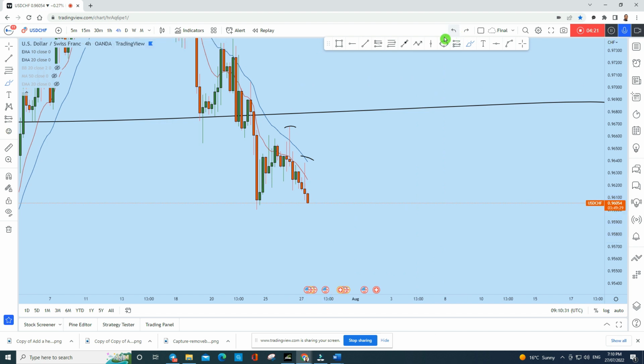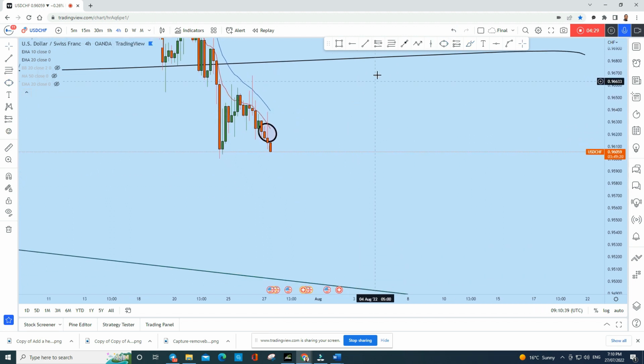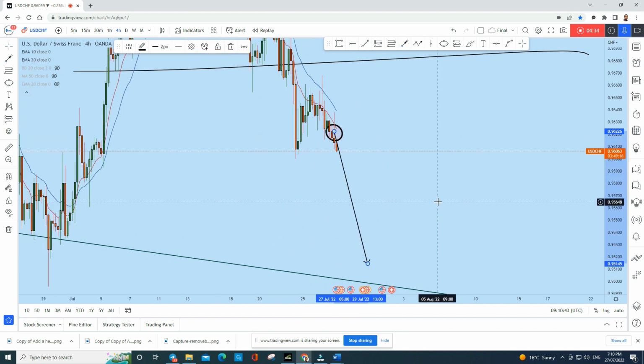So this is the entry candle, the previous one that we are using according to the rules of our strategy. We'll consider going short on USD CHF from this zone with our students, with a high risk to reward ratio, to take this move to the downside.